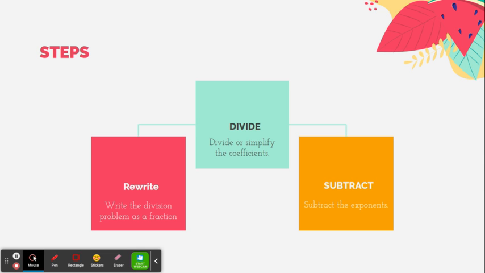So let's look at the steps. First, we always want to rewrite the problem. If it's not written as a fraction, write the problem as a fraction. Step 2, we would divide or simplify the coefficients. And step 3, we will subtract the exponents of the same variables. Just like yesterday's lesson, we could subtract the exponents instead of expanding it out.